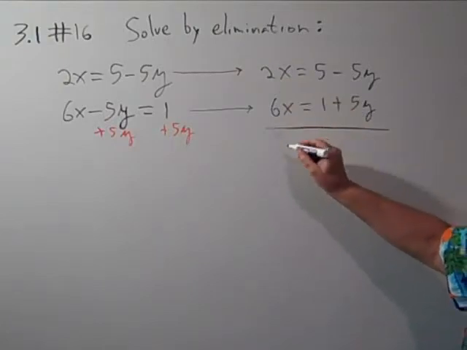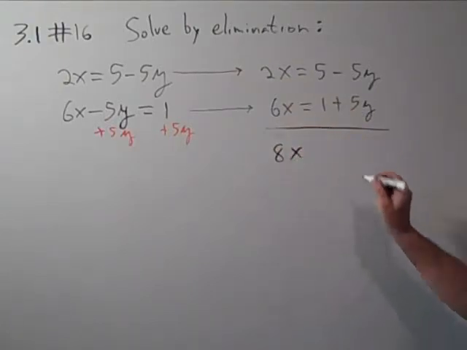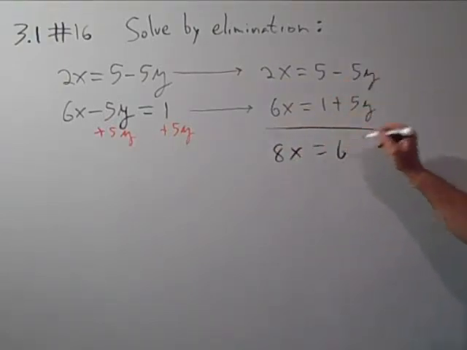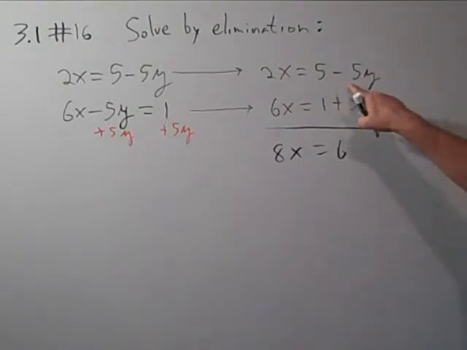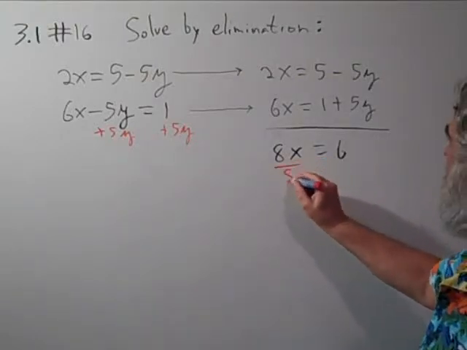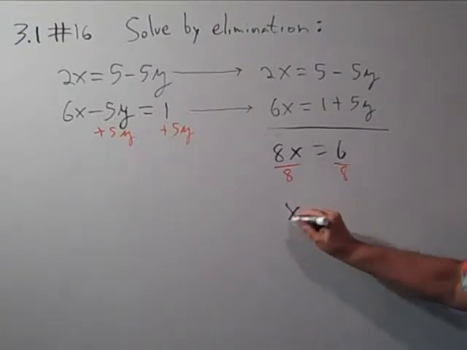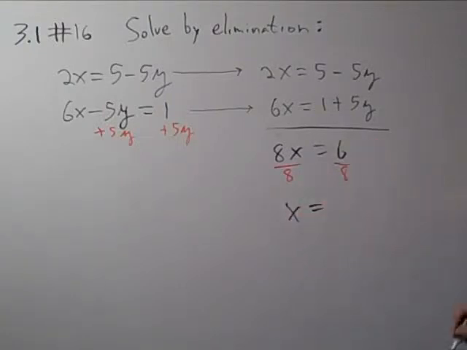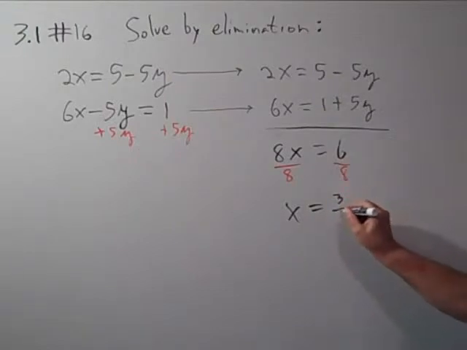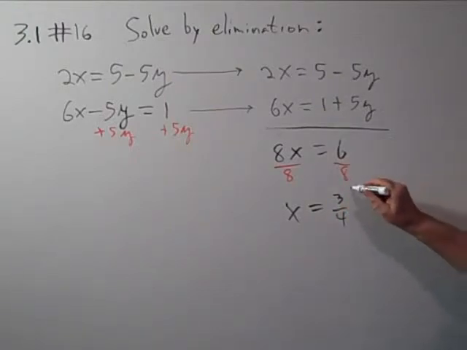So 2x's plus 6x's adds up to 8x's. 5 plus 1 is 6, and the y's cancel out, because negative 5y's plus 5y's add up to 0y's. So to finish solving this, we have to divide both sides by 8. The 8's cancel, leaving x, and 6/8 is equal to 3/4. So we know that x is 3/4.